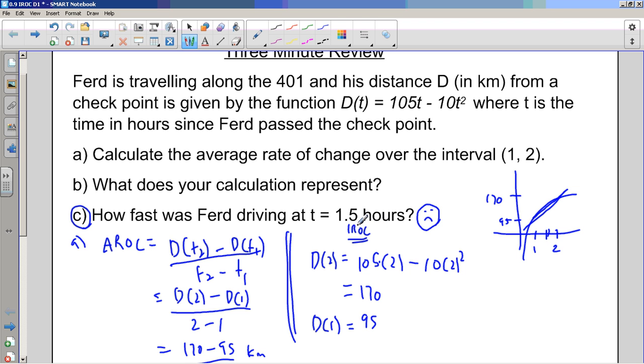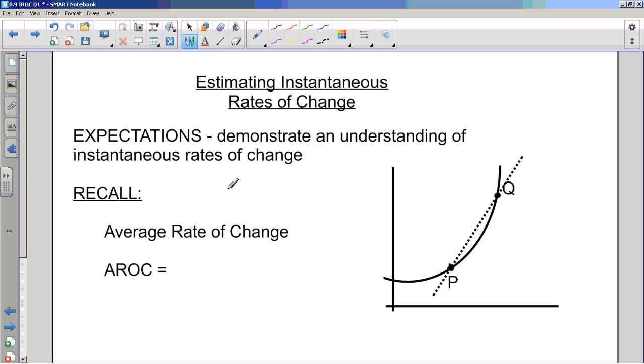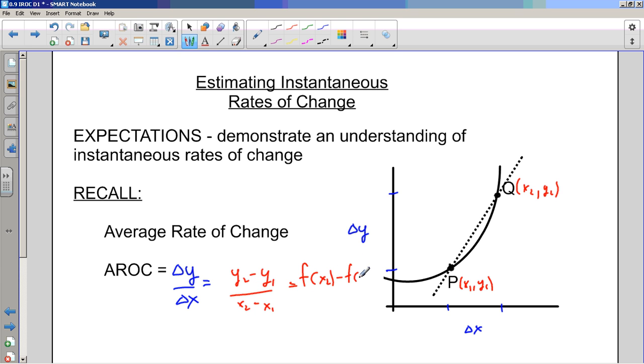Essentially, how we resolve this is we don't actually calculate the instantaneous rate of change, we estimate it. That's what we're all about today, estimating rates of change. So recall, the average rate of change was the change in y over the change in x, where from P to Q, this was the change in x, and this was the change in y. We also used the formula y2 minus y1 over x2 minus x1, or even f at x2 minus f at x1. This was average rate of change.